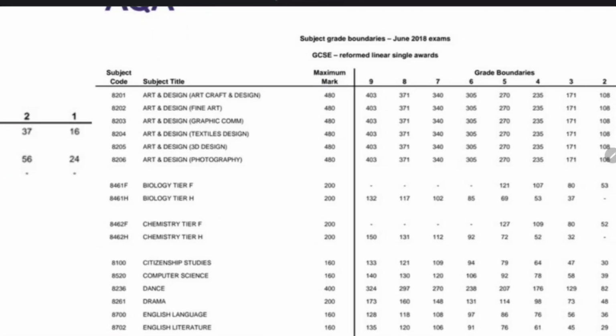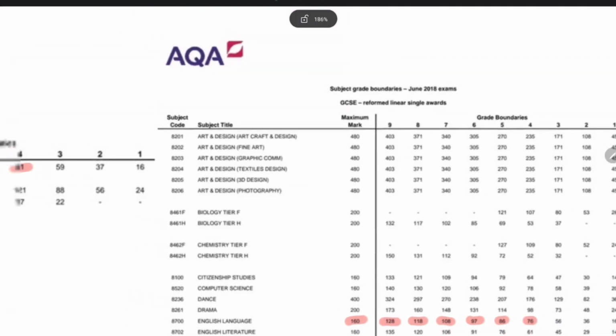But for English language, for June 2018, once again out of 160, for grade 9, you needed 128 out of 160. For grade 8, 118. Grade 7, 108. Grade 6, 97. Grade 5, 86. And grade 4, 76. So again, the same concept you can see.